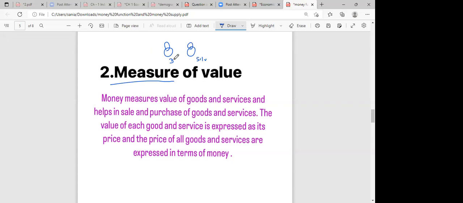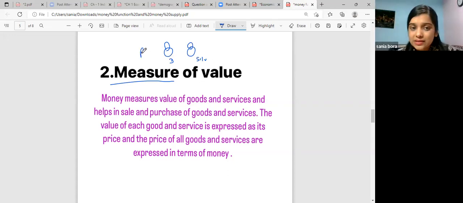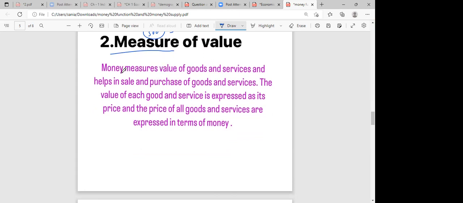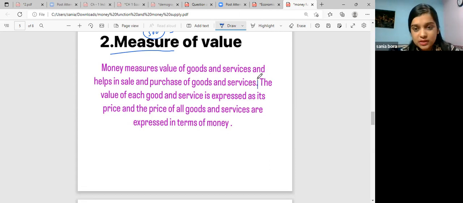Diamond. How do you know that? Because you check the price, right? Ma'am, this is 500 rupees, but this is 50 rupees. Of course, 500 rupees is more than 50 rupees. So you said, yes ma'am, the diamond one is much more valuable. How did you measure the value? Because of the price, and the price is written as the cost, the money. So money measures the value of goods and services and helps in the sale and purchase of goods and services. Once you measure the value, that helps you in the sale and purchase.